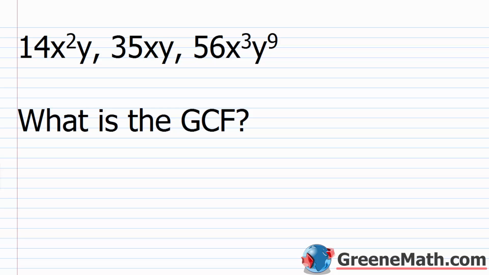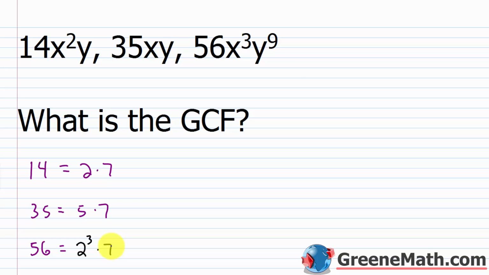To find the GCF for a group of monomial terms, you want to first think about the number parts, and then you can think about the variable parts. The variable part is very, very easy. The number part takes a little bit of work because you have to factor some things. So if I look at 14x squared y, 35xy, and 56x cubed y to the ninth, and we ask what is the GCF, I'd start by factoring each number. So 14 is 2 times 7, 35 is 5 times 7, and 56 is 8 times 7, and 8 is really 2 cubed. So I can write this as 2 cubed times 7, or you could write out 2 times 2 times 2 if you wanted to be technical.